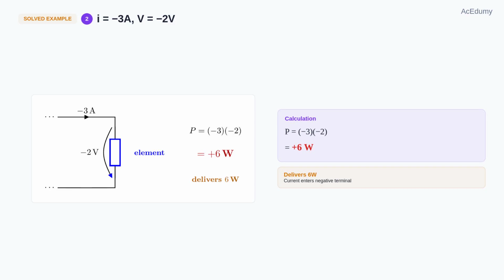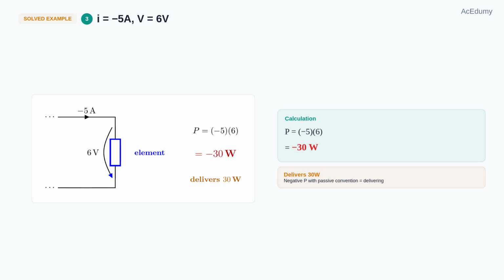Example 2. The current is negative 3 amperes. Voltage is negative 2 volts, with positive terminal on top. P equals negative 3 times negative 2, which equals positive 6 watts. But here, the current enters the negative terminal, so positive power means this element is delivering 6 watts.